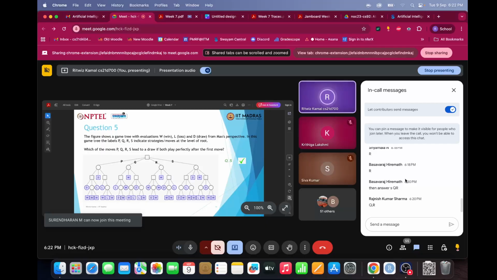Similarly, there might be some other game, for example the game represented in this game tree, where if both the players play perfectly after the first move, then Q and S are the only strategies where it will lead to a draw. If after the first move they follow strategy P, then Max is likely to lose as per that strategy if Max chooses to follow those set of moves. And if Max goes for the R strategy, then it is likely to win.